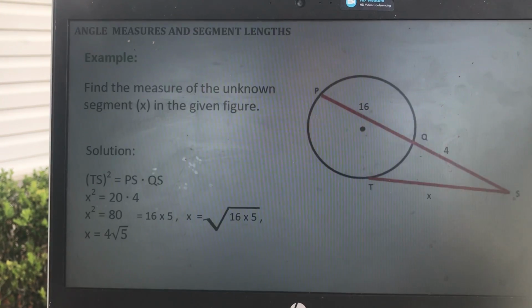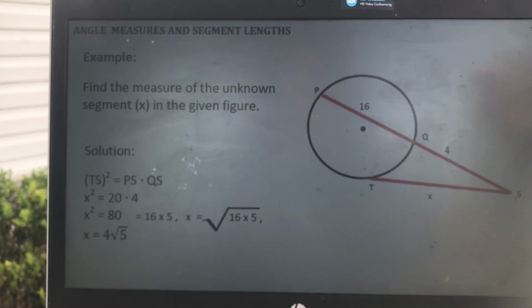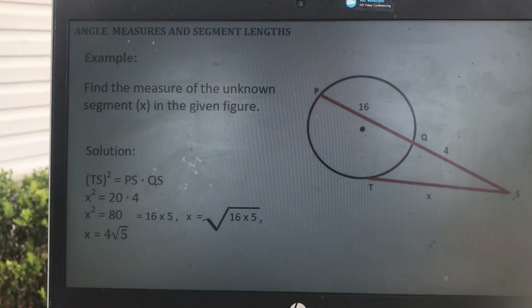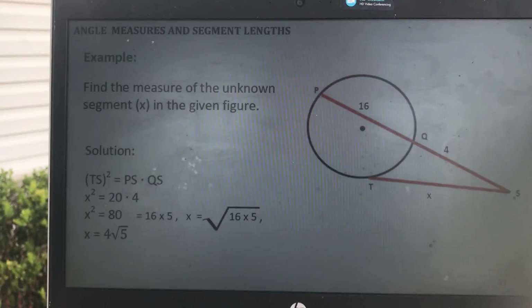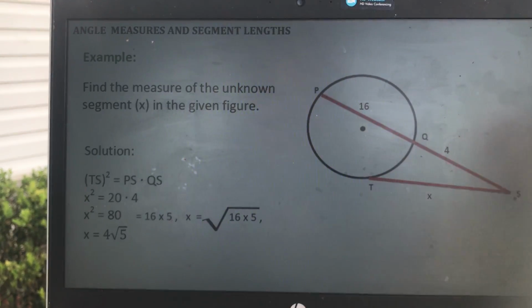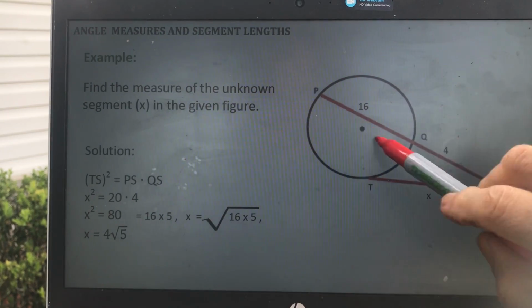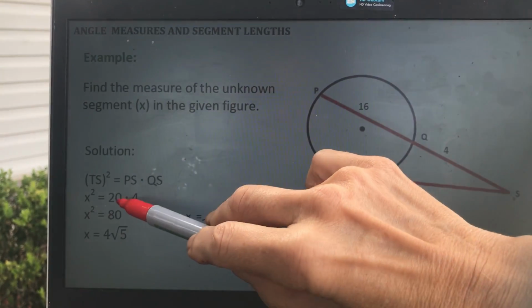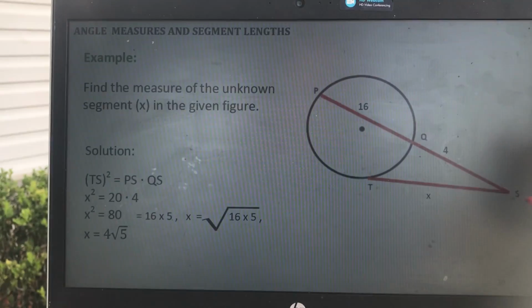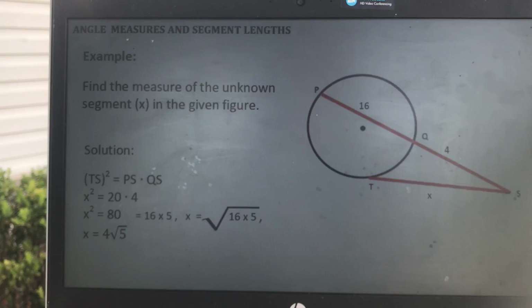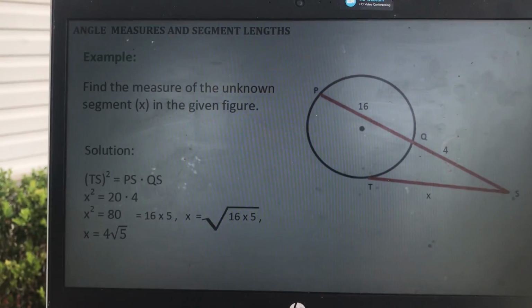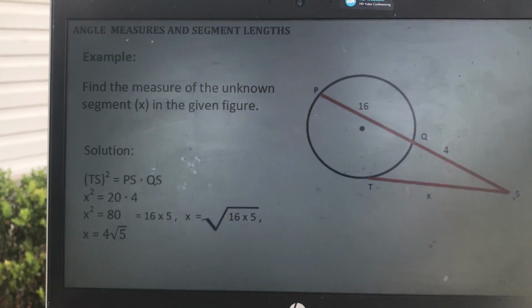So if we take that into an example, TS, the distance from TS, which is the tangent, the square of the tangent, is going to be equal to the secant times its external segment. So here we have x squared, which is TS, is going to be equal to PS, measures 16 plus 4, and that's 20, right? Times QS, which is the exterior segment of secant PS, which measures 4. That tells us that x squared is going to be equal to 20 times 4, or x squared is going to be equal to 80.